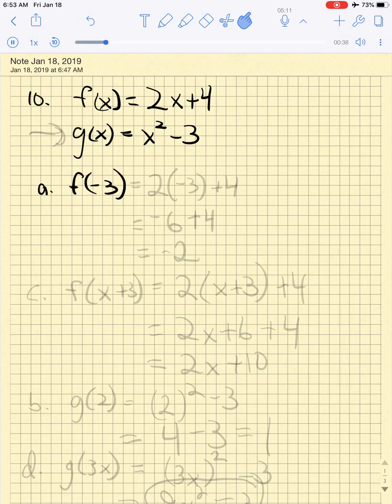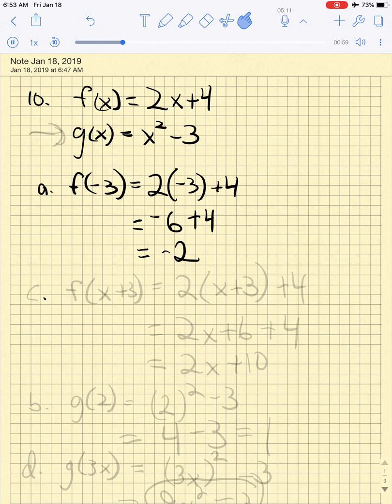Well, that's just f of x, but instead of x we substitute in negative 3, so this is 2 times negative 3 plus 4. So this ends up being negative 6 plus 4, which is equal to negative 2.